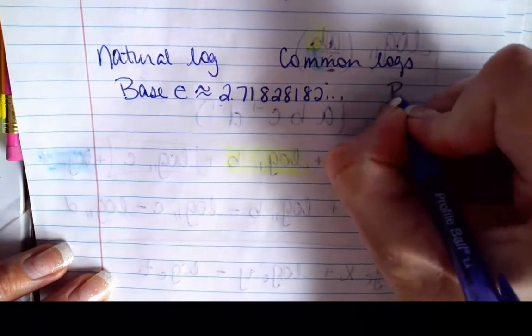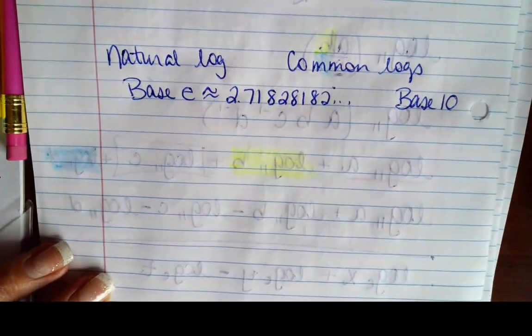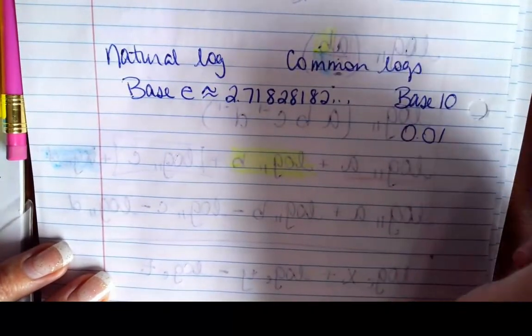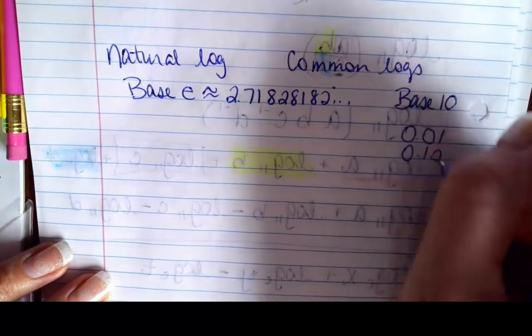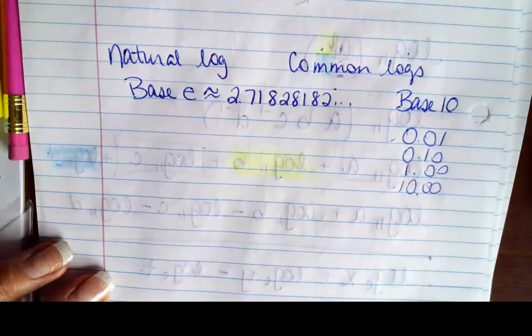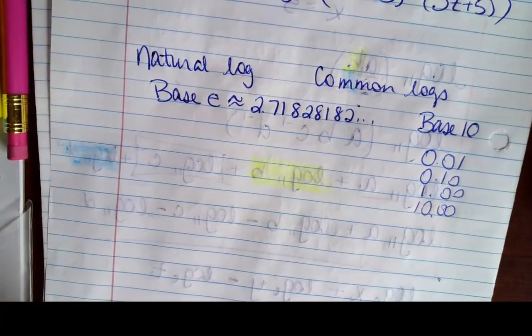Common logs are in base 10, and it's because we operate in base 10. So what's the smallest amount of money we have? We have a penny. Times 10, we have a dime. Times 10 is $1. Times 10 is $10. So we operate in base 10. There are other bases out there.